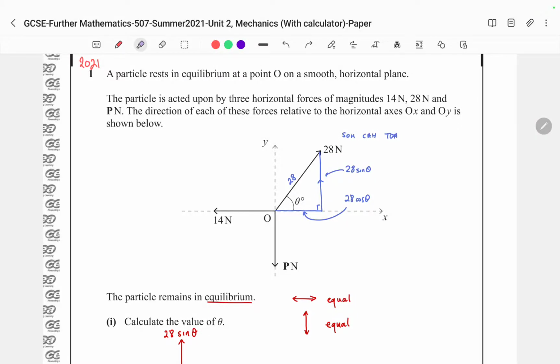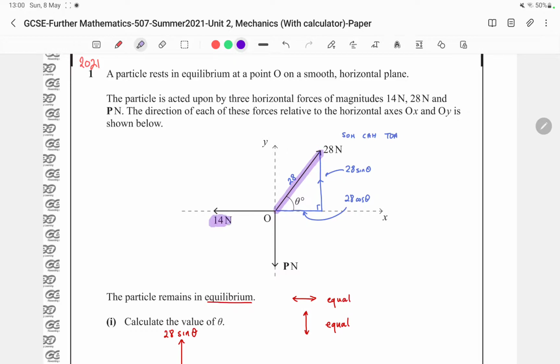Question 1 of the 2021 mechanics past paper is about a particle at rest, in equilibrium on a smooth horizontal plane. So there's no friction here, it's in equilibrium. What we're going to be doing is equating the horizontal forces and equating the vertical forces. But before we do that, we need to resolve this 28 newtons.